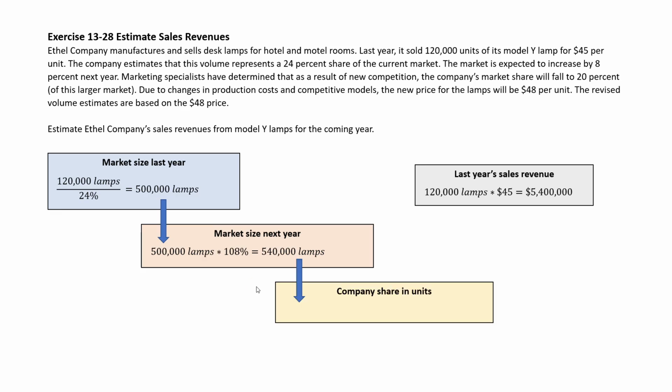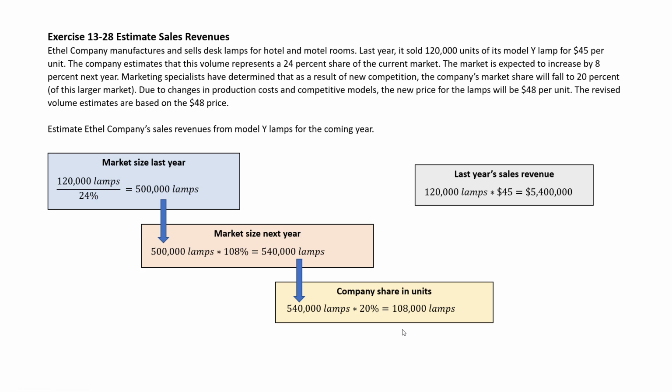Now let's figure out how many they're going to sell. 540,000 lamps times the market share dropping down to 20% equals 108,000 lamps. So we definitely have a drop here. Previously sold 120,000, it's dropping down to 108,000.